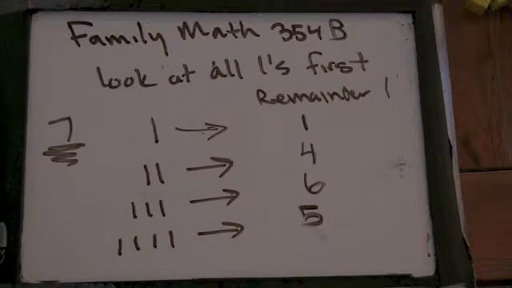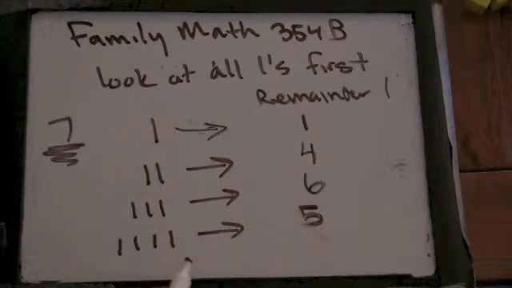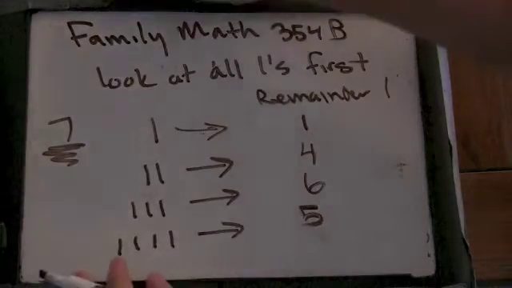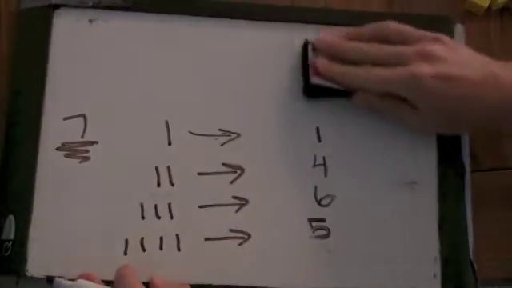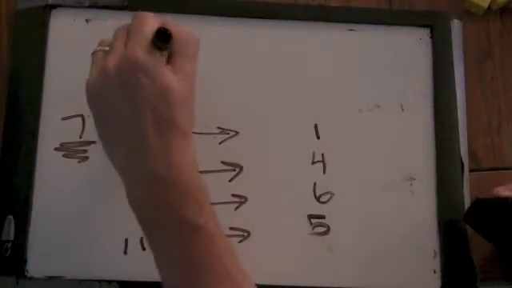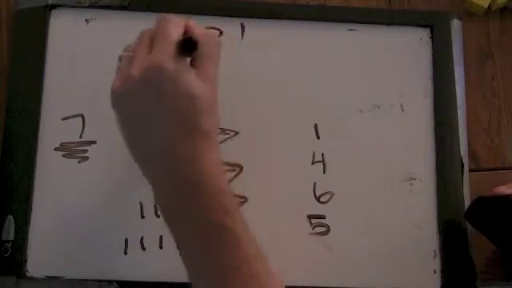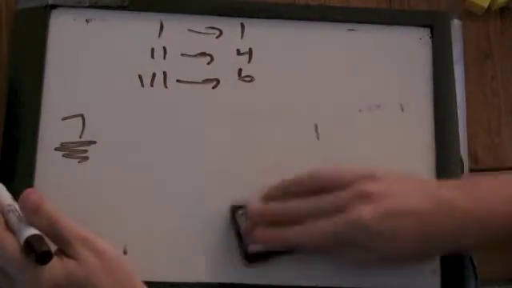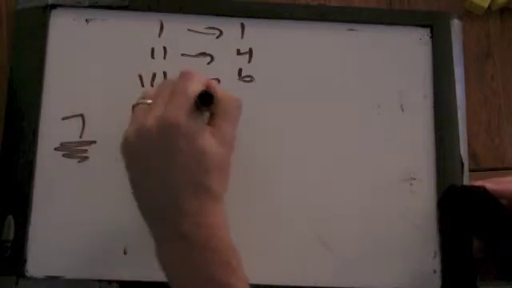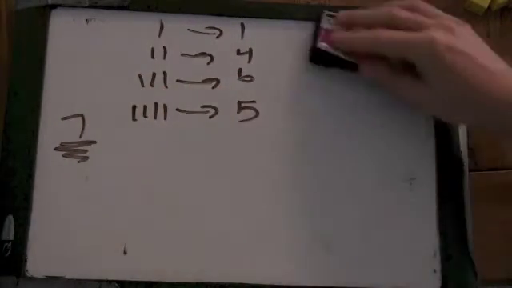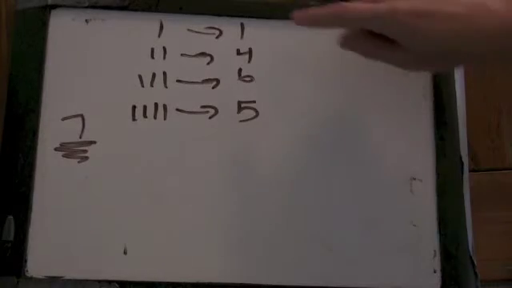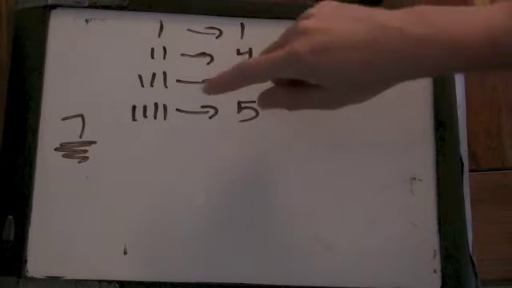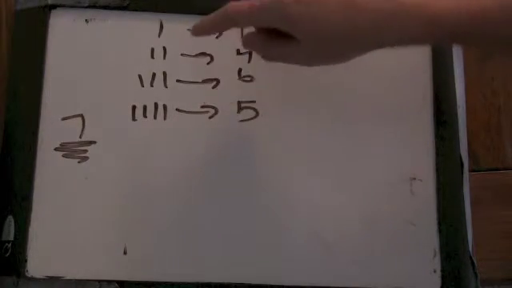So there's a couple things. I want to continue this list, but I'm out of room, so maybe I should erase at the top and start over. 1, 11, 111, 1111, 11111, 111111 goes to 1, goes to 4, goes to 6, 4 ones goes to 5. So there are two interesting math things going on here. It'd be nice if we didn't have to start from scratch every time and see what the remainder is.